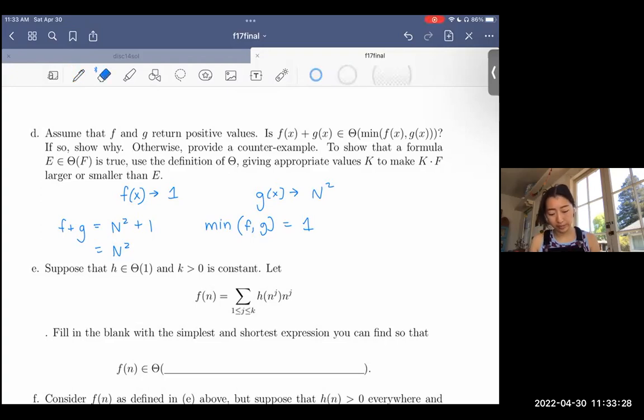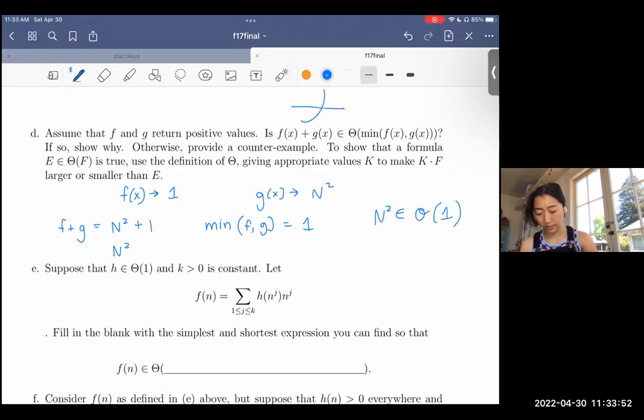And so now the question is, is f plus g in theta of the min? Or in other words, substituting in what we found, is n squared in theta of 1? And no, it is not, right? N squared is not upper bounded by a constant. We can't say n squared is never going to grow faster than something that's constant.